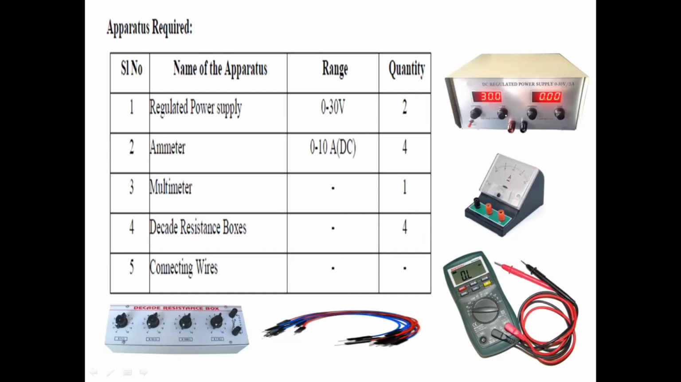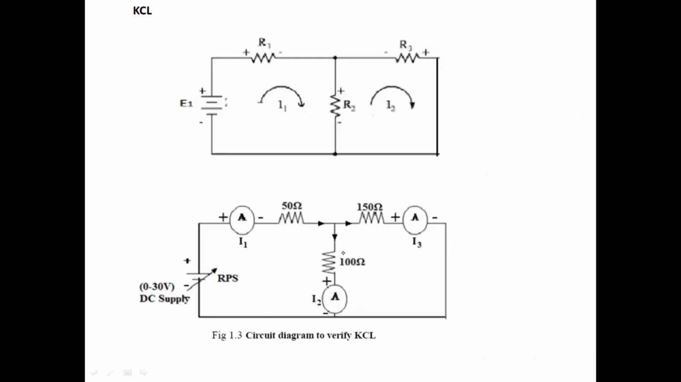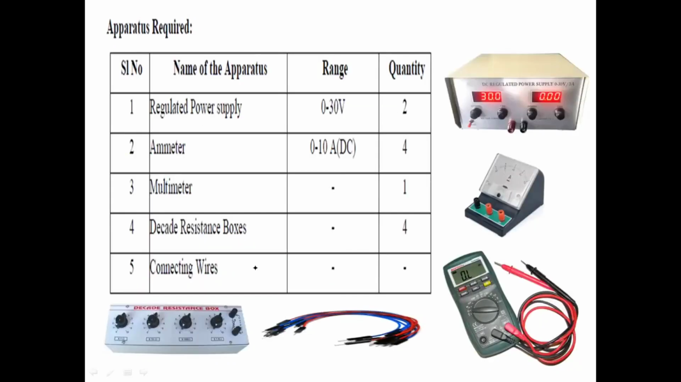So this is the regulated power supply. And this is an ammeter, a DC ammeter. It has two different ranges, 3 amperes and 6 amperes. And this is a multimeter, which is used for the measurement of various electrical parameters. Whereas this is a decade resistance box.